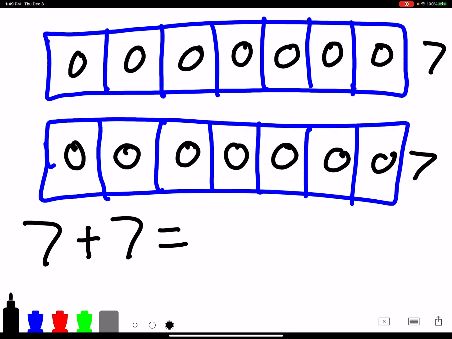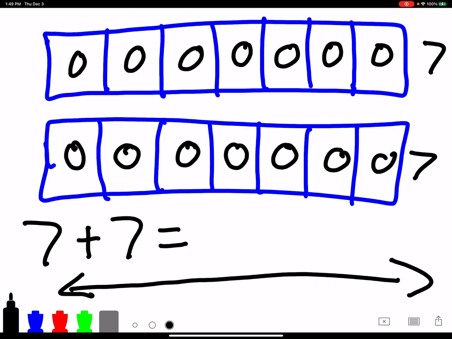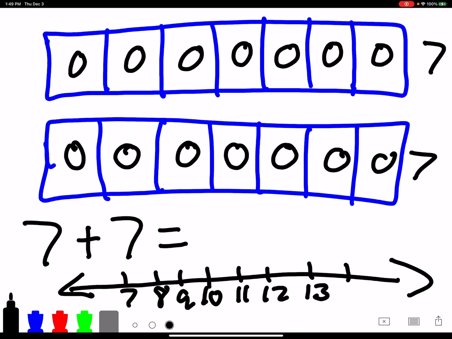So let's do the number line down here. I'm going to start on 7. Since we are gaining numbers, I know we're not going to lose 7, right? Because we're gaining more blocks. So I'm going to start on 7, 8, 9, 10, 11, 12, 13, 14, and 15.